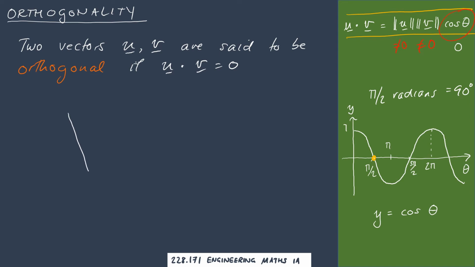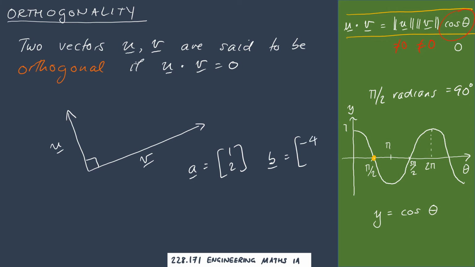Okay, so the geometric understanding of orthogonality is that the two vectors lie at right angles. So for example, let's just say for the sake of argument, a is (1, 2), and b is, let's think of something at right angles to that, going to be (-4, 2). Okay, you can sketch these out yourself.